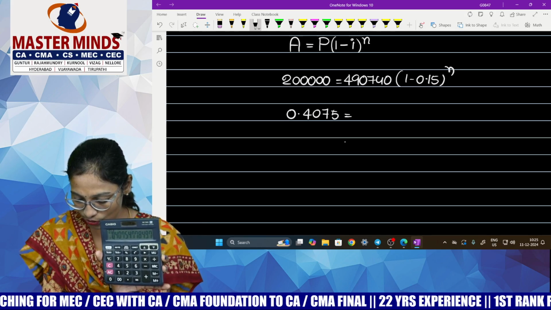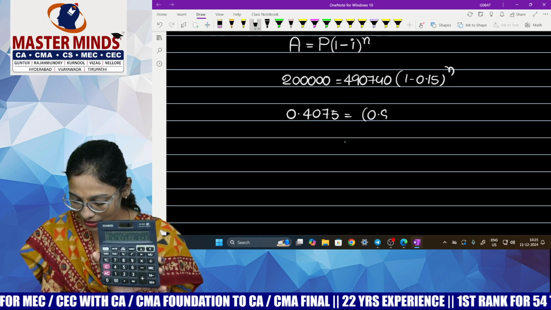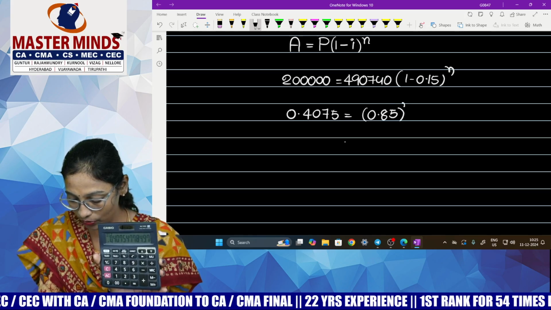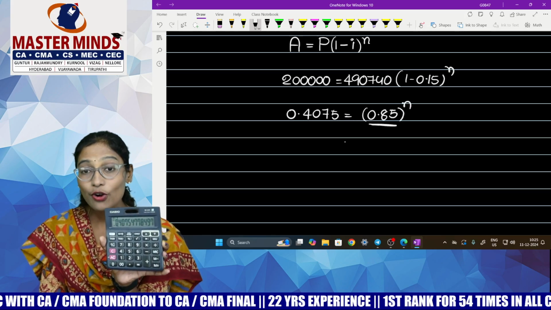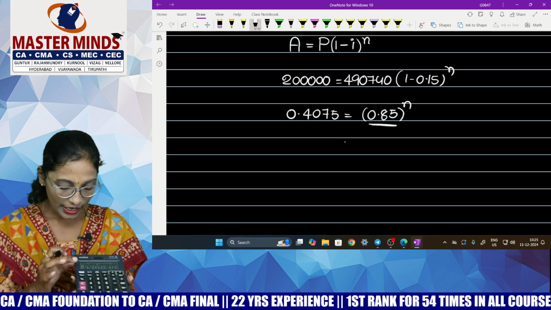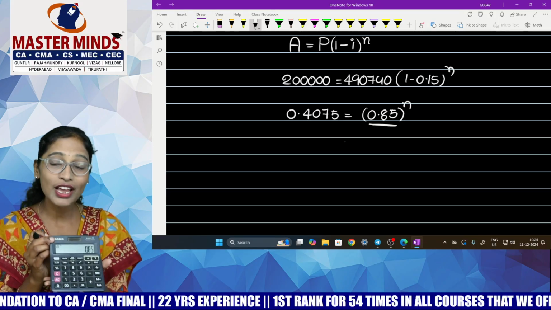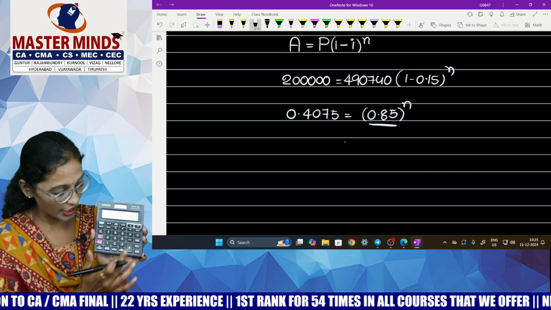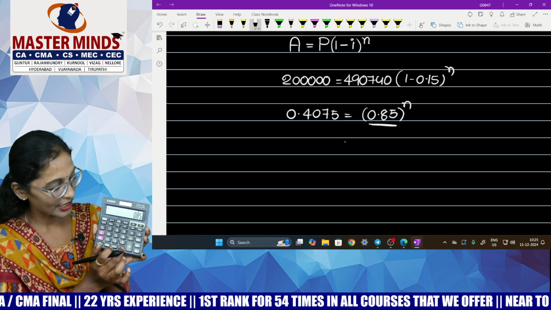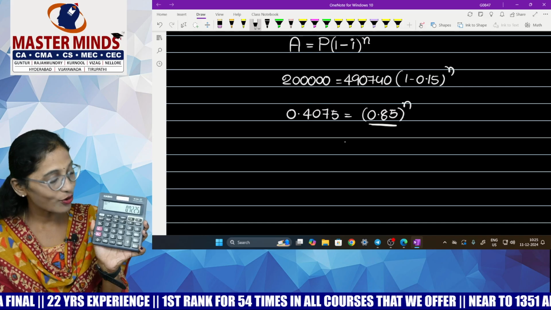0.4075 equals 1 minus 0.15, which means 0.85 whole power n. Now I'll tell you guys, 0.85 is your base, right? Enter 0.85 at the beginning step. I am telling you repeatedly, enter that in the first step itself. Now what you have to observe is, what is 0.85 whole square?